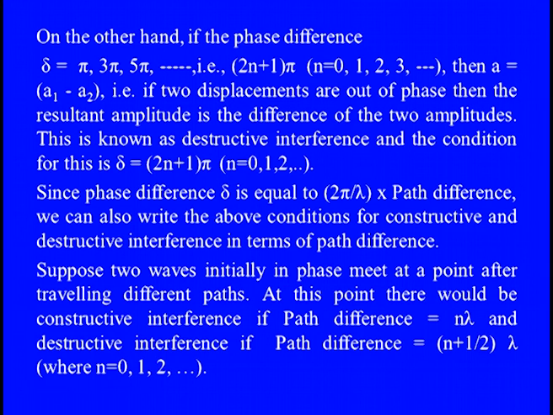Since phase difference delta is equal to 2 pi by lambda into path difference, we can also write the above conditions for constructive and destructive interference in terms of path difference. Suppose two waves initially in phase meet at a point after traveling different paths. At this point, there would be constructive interference if the path difference is equal to n times lambda, and destructive interference if path difference is equal to (n plus half) times lambda, where n is equal to 0, 1, 2, 3 and so on.